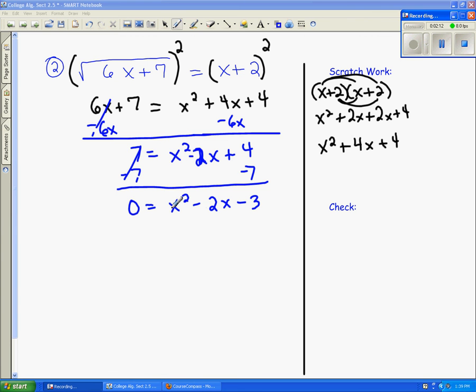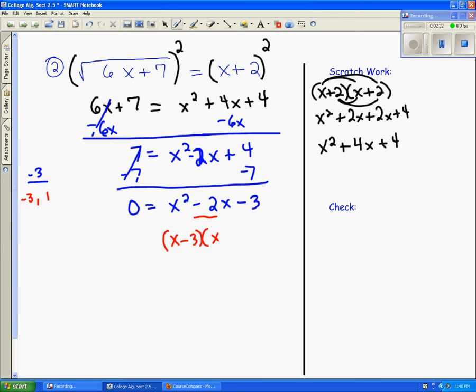Okay, we want to factor this using reverse FOIL. What multiplies to give us a negative 3 but is going to add to give us a negative 2, which is going to be a negative 3 and 1. So this becomes x minus 3, and this one becomes x plus 1 equals 0. You set each component equal to 0. x plus 1 equals 0, and solve. Add 3, so x equals 3, and x equals negative 1.